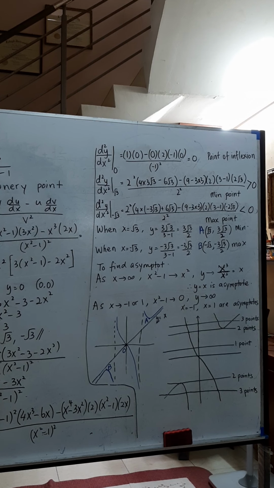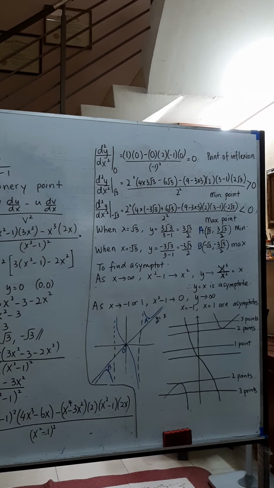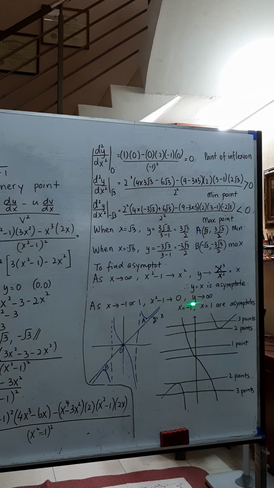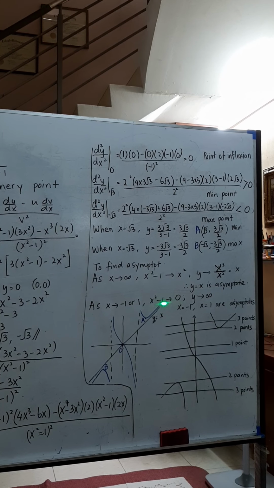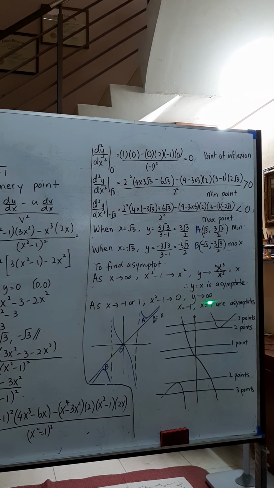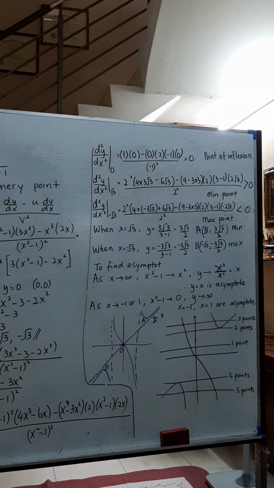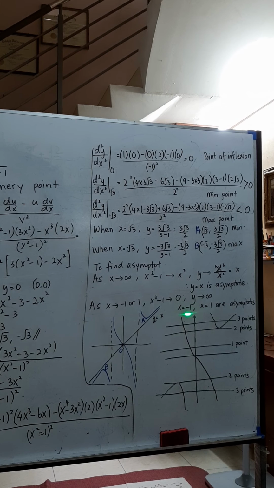Now we look for the condition when y goes to infinity. When does y go to infinity? If the denominator goes to 0, so when x becomes negative 1 or 1. As x goes to either negative 1 or 1, x squared minus 1 will go to 0. The denominator goes to 0, the function goes to infinity. So that means x equals minus 1 and x equals 1 are vertical asymptotes.